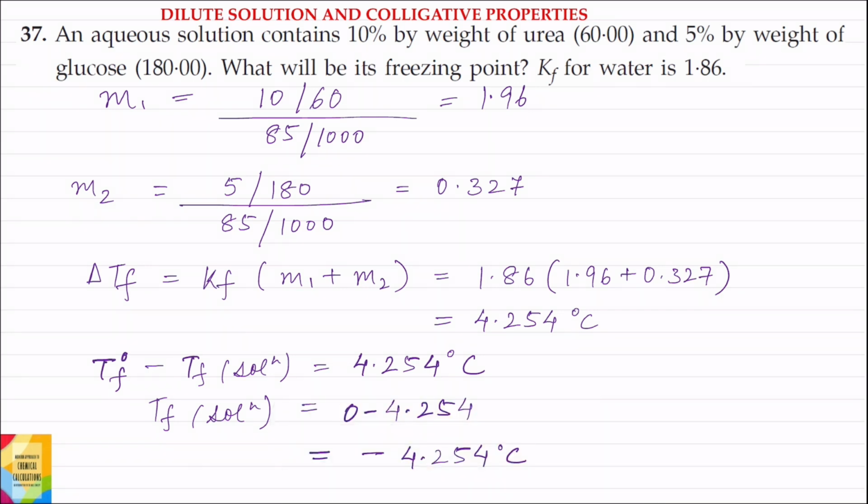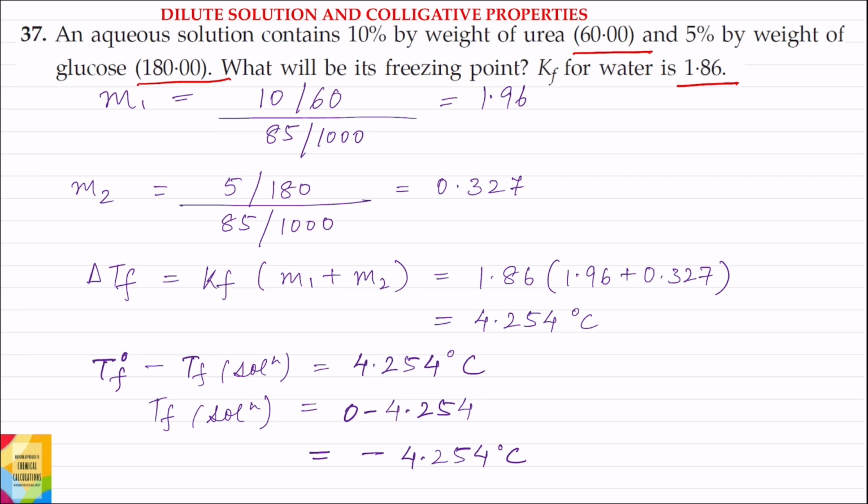An aqueous solution contains 10% by weight of urea, molecular weight is 60, and 5% by weight of glucose, molecular weight is 180. What will be its freezing point? Kf for water is 1.86. Now the solvent here is water, and in this water 10% by weight of urea is dissolved and 5% by weight of glucose is dissolved. So in the same solvent two solutes are dissolved, one is urea and one is glucose.